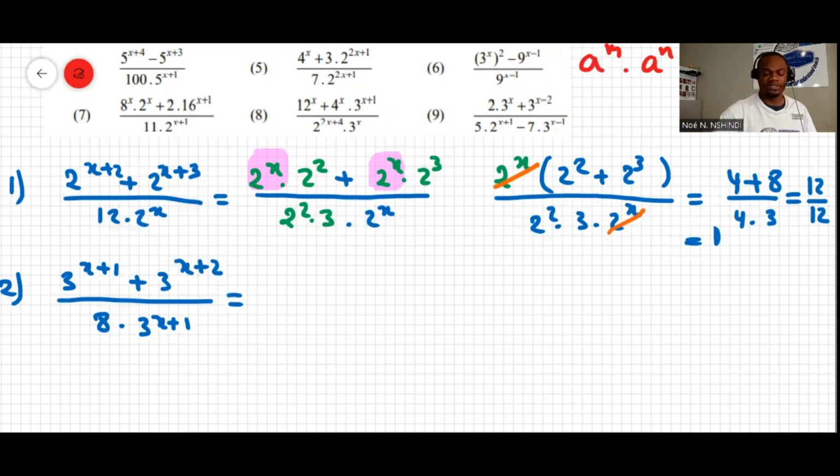You may notice that there is a 3 to the power of x plus 1 here, and 3 to the power of x plus 2, and 3 to the power of x plus 1 there. Now this is what I can do.